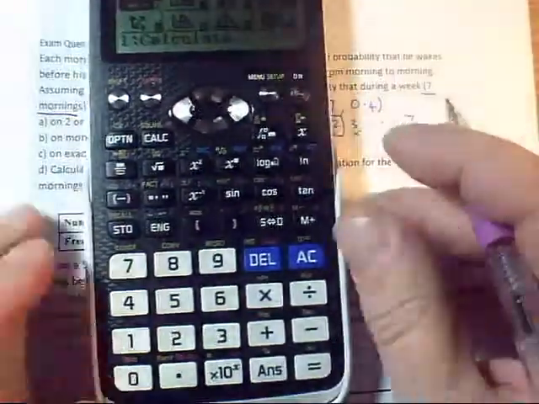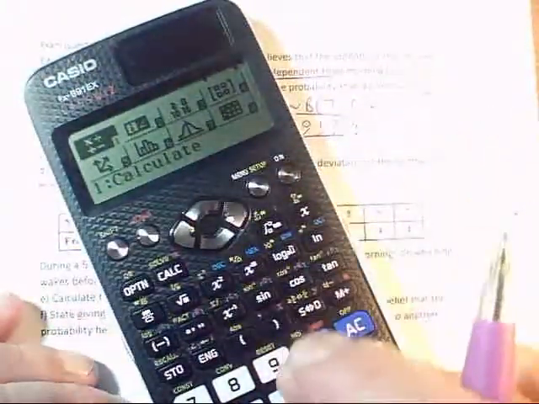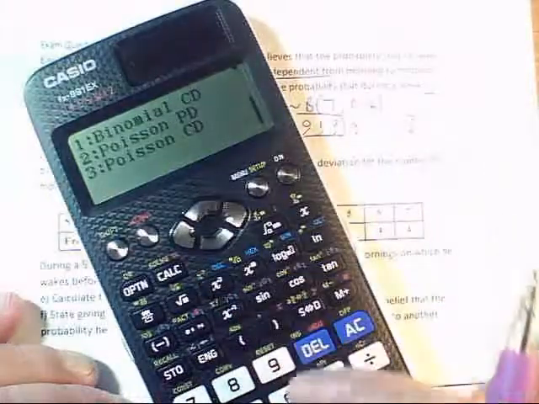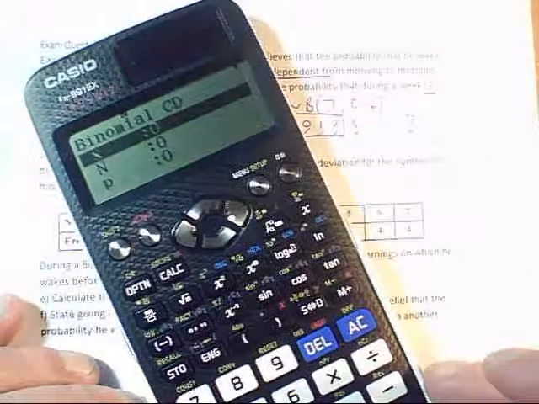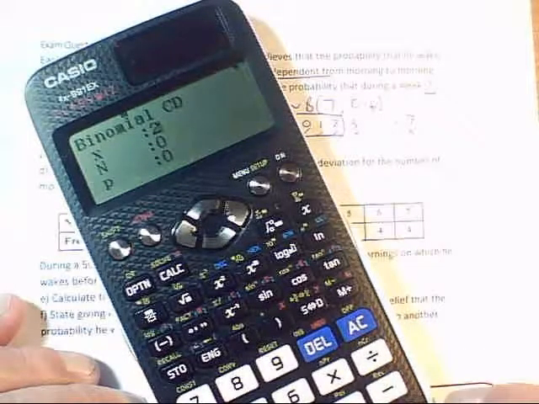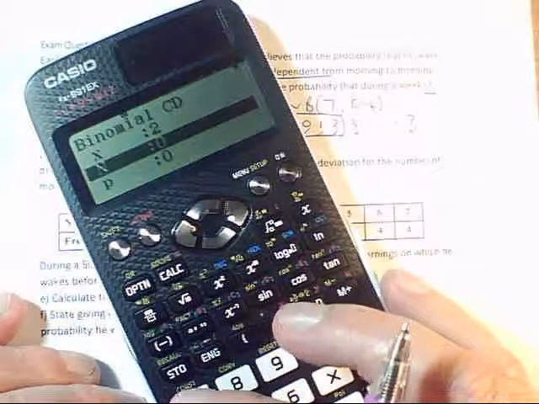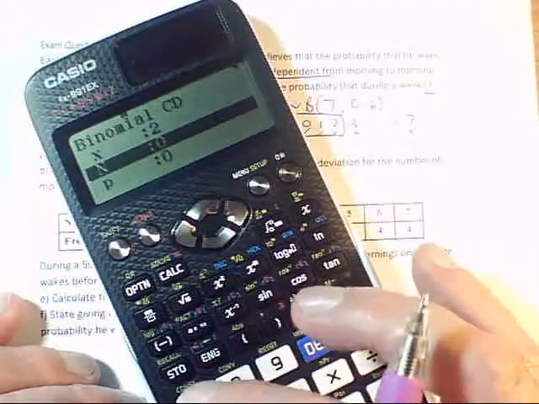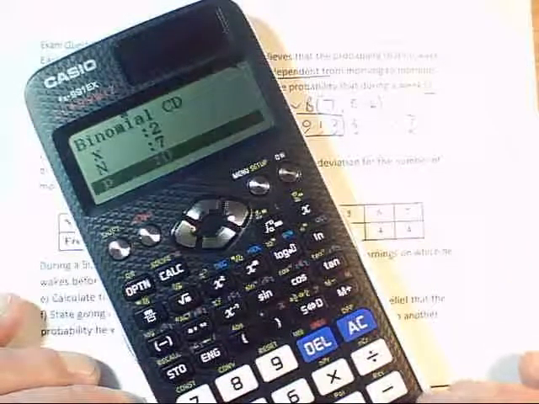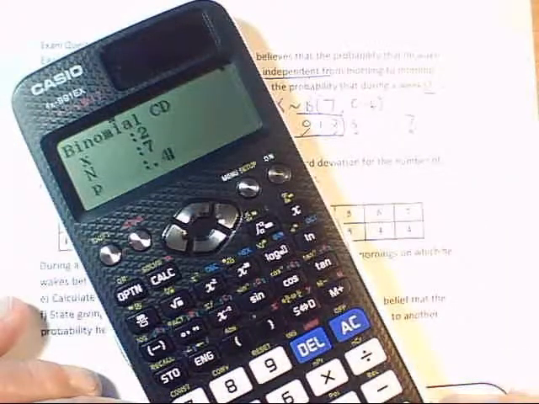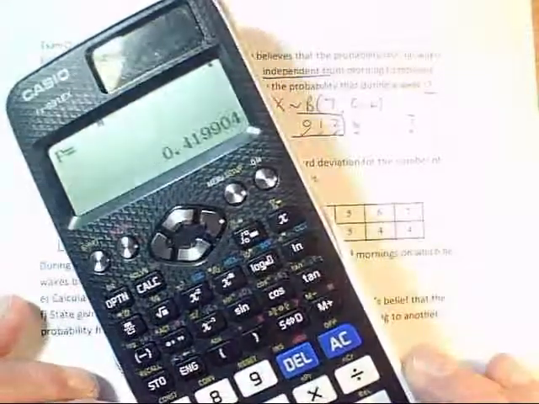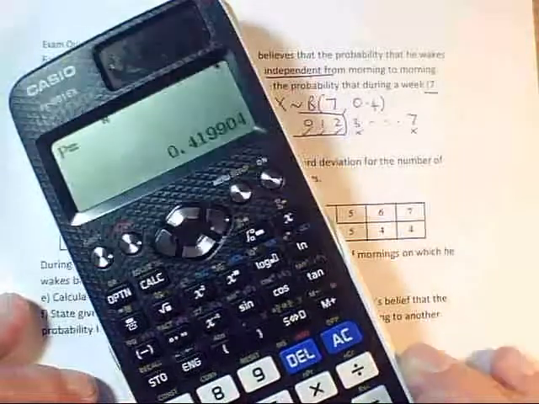So I go into binomial CD. So that's 7, second screen, binomial CD. Put my values in, so x was anything up to 2, my value of n, 7 mornings in the week. The probability of waking early a given morning is 0.4. So my calculator tells me that probability is 0.4199.